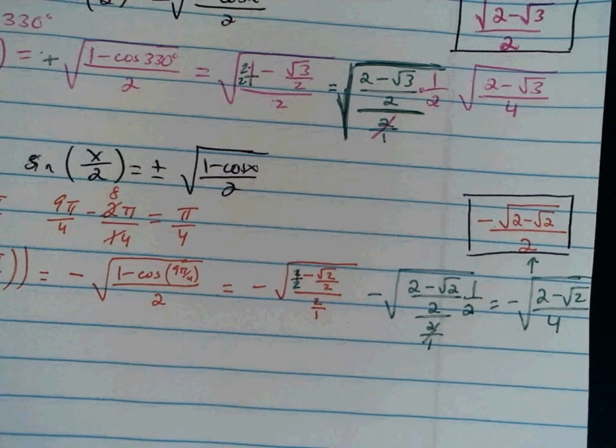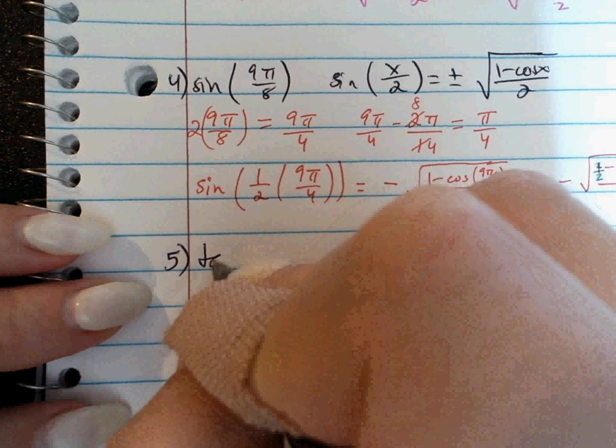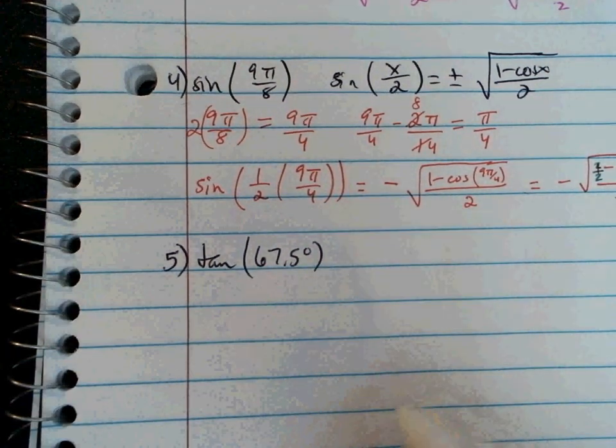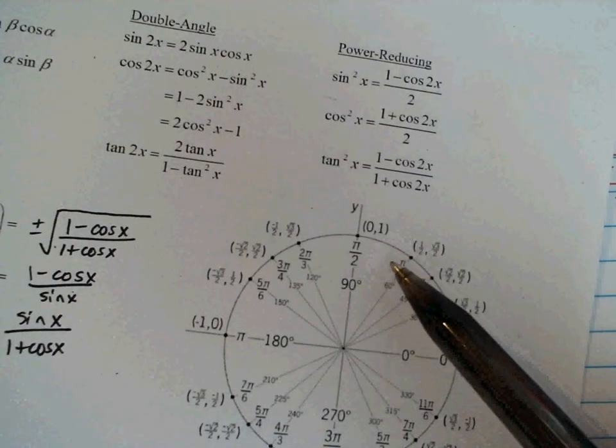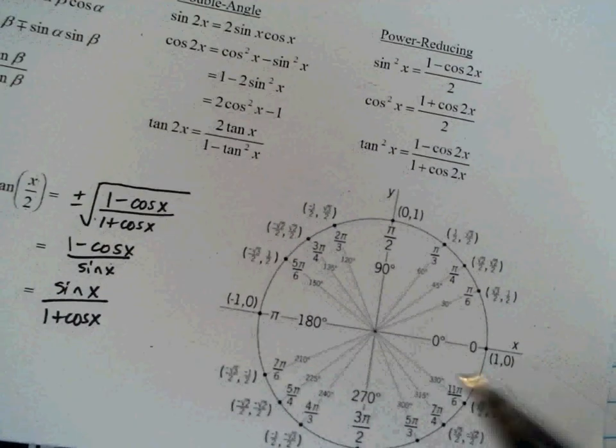Okay, let's go to number 5. Tangent of 67.5. So tangent of 67.5 degrees. Okay, so first let's place the quadrant. 67.5 degrees is in the first quadrant, so tangent of that, everything in that quadrant is positive.